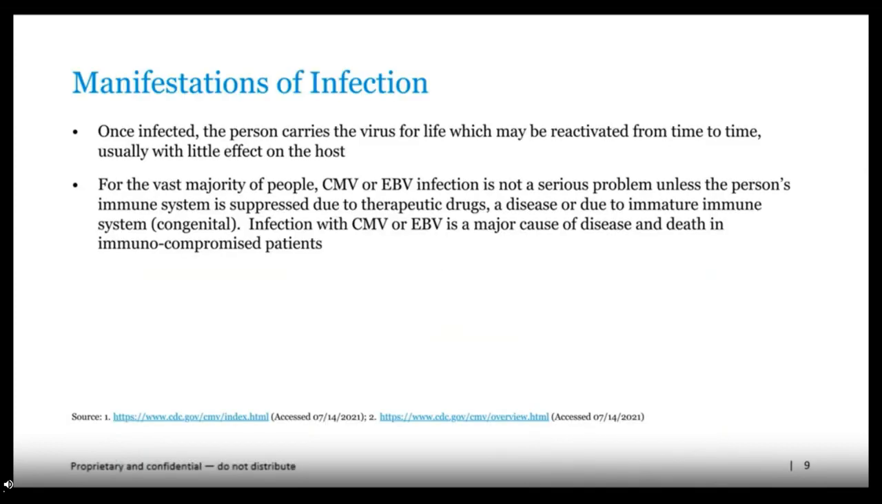Manifestations of infection. As we mentioned, once infected, the person carries the virus for life, which may be reactivated from time to time, usually with little effect on the individual. For the vast majority of people, CMV or EBV infection is not a serious problem unless the person's immune system is suppressed due to therapeutic drugs, an immunosuppressive disease, or an immature immune system, particularly in congenital infections. And as we've already alluded to, infection with CMV and EBV is a major cause of disease and death in immunocompromised patients.